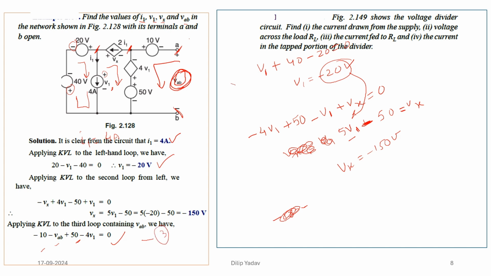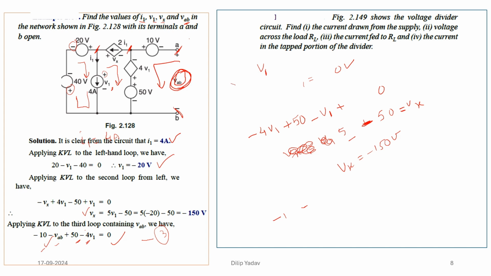So by using these three equations, we will calculate the value of I1, we will calculate the value of V1, then we have calculated the value of Vx, similarly we have calculated the value of VAB. By putting the value, we will have the Vx value. If we want V1, V1 will be put in here, and VAB can be calculated directly. Now coming to the next question that we have right now.